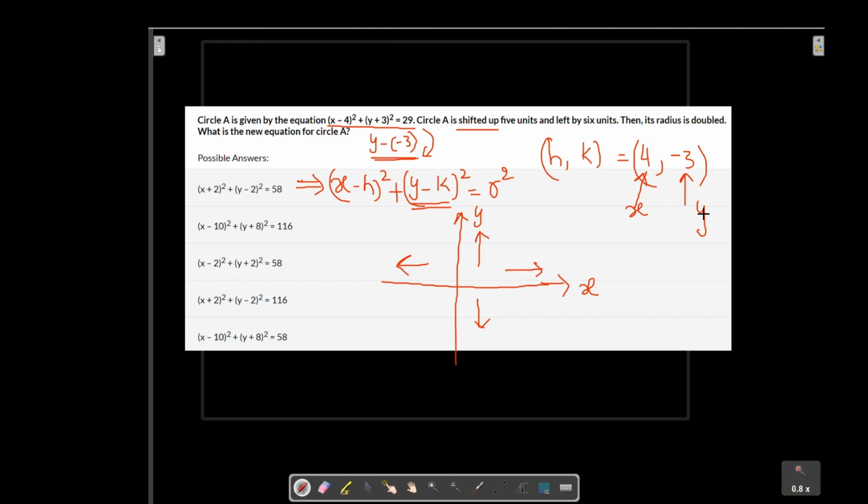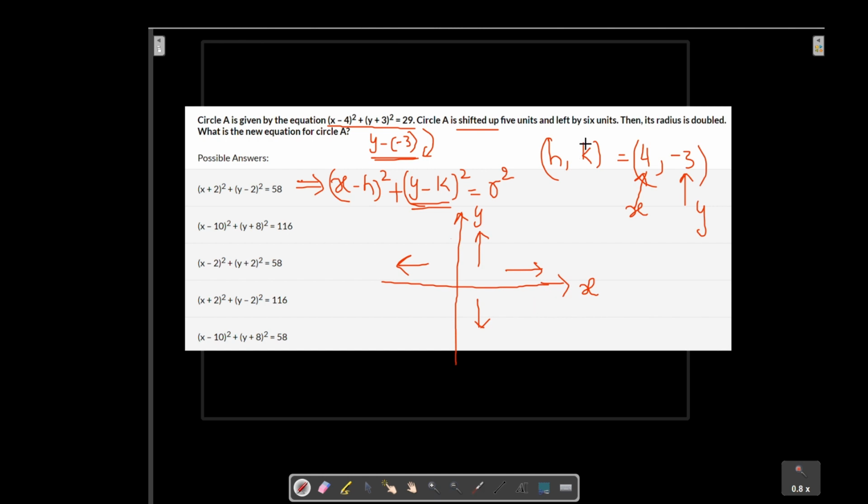Whatever the transformations we are doing here, we need to do for the center. If we are doing it for the center, definitely we are transforming the entire circle. Okay. It is shifting up 5 units. Shifting up and down are related with y-axis, the y coordinate. As we are shifting up, we need to add. If it is shifting down, we need to subtract.